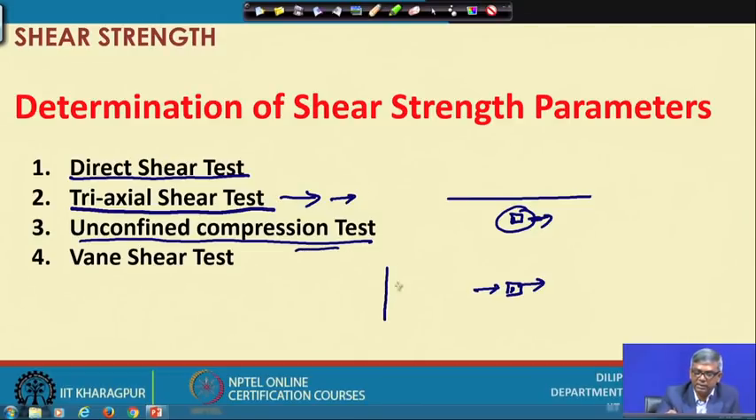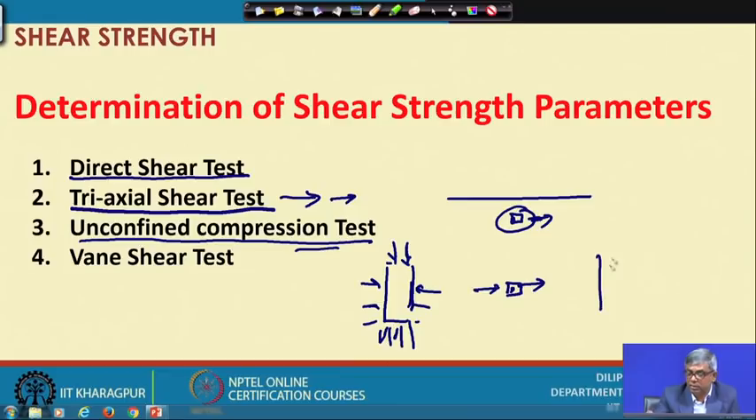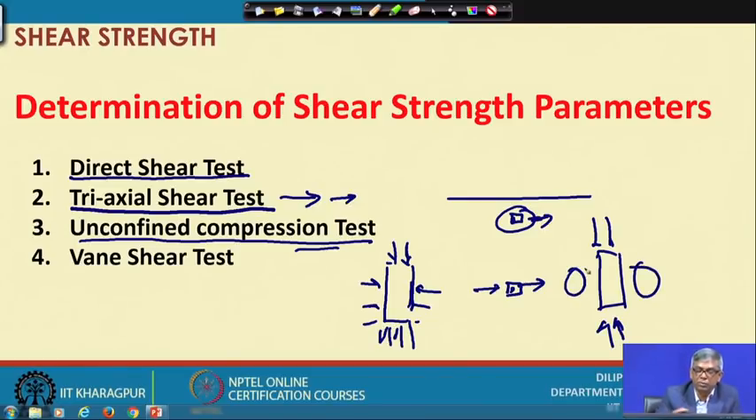When there is a triaxial test, the sample is given compression from all directions, it is confined from all directions, and then we are shearing. Whereas, in the unconfined compression test, the load will be in only this direction and there will be no confinement. So, if I remove the confinement from the triaxial test, it becomes the unconfined compression test.